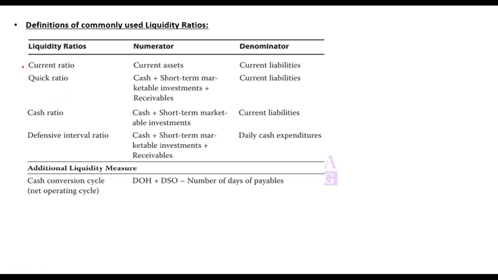Then you have liquidity ratios, which we have already discussed. One of the new ratios is the defensive interval ratio. This ratio tells you whether you have enough liquidity to meet your daily expenditures or not. If it becomes less than 1, that means the company cannot continue further. Why? Because the company does not even have the liquidity to pay off even 1 day's expenditure. Or if it is decreasing, that is a sign of big concern. So it tells you for how many days you can actually operate with the current liquidity.